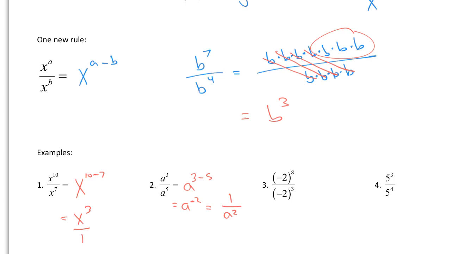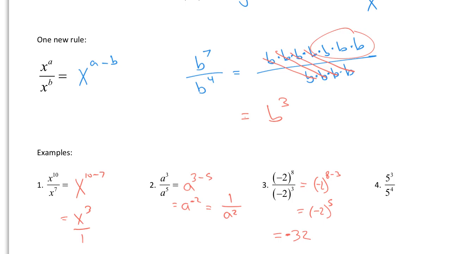Example 3, we have negative 2 to the 8th over negative 2 cubed. So for this problem, we have negative 2 using the rule to the 8 minus 3. I subtract my exponents, and we get negative 2 to the 5th. And that really means negative 2 times itself 5 times. So when you do a negative times itself an odd number of times, you're going to get a negative answer. And 2 to the 5th is 32. 2 times 2 times 2 times 2 times 2, that'd be 32. So we get negative 32.